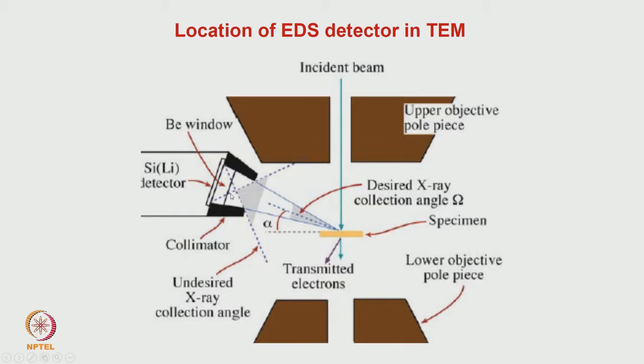Okay. And the detector is inserted in such a way that the maximum solid angle it subtends to collect is what is going to decide the efficiency of collection of that X-ray, because the X-ray is emitted from the sample in all directions. If you look at the X-ray which is emitted in this direction, the absorption is going to be maximum. If you consider the X-ray which is emitted in this direction, absorption is minimum.